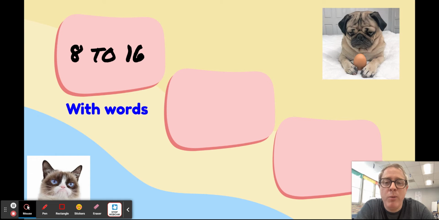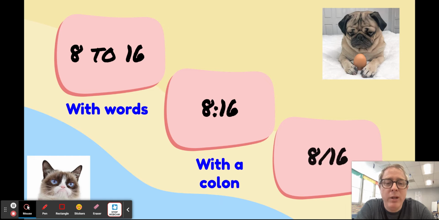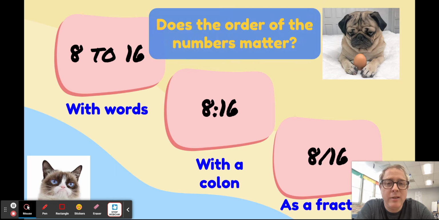Did you get it? 3 ways to write the ratio of cat lovers to dog lovers. 8 to 16, we can write it with words. We can write it 8:16 with a colon. And we can write it 8/16 as a fraction.